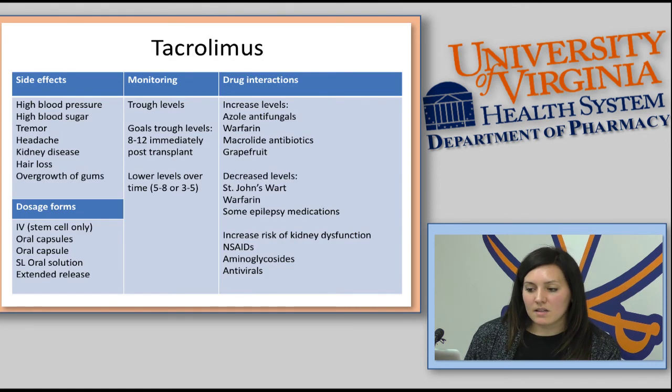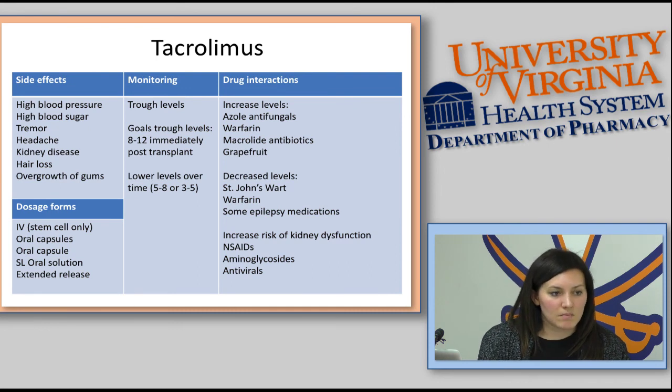So Tacrolimus is the main medication that we use at University of Virginia. This is the medication that we would select immediately post-transplant and start patients on. If they're unable to tolerate it, we would then try other agents. This medication has many side effects, including high blood pressure, high blood sugar, tremor, headache, kidney disease, hair loss, and overgrowth of gums, and that's just to name a few. There are others as well.